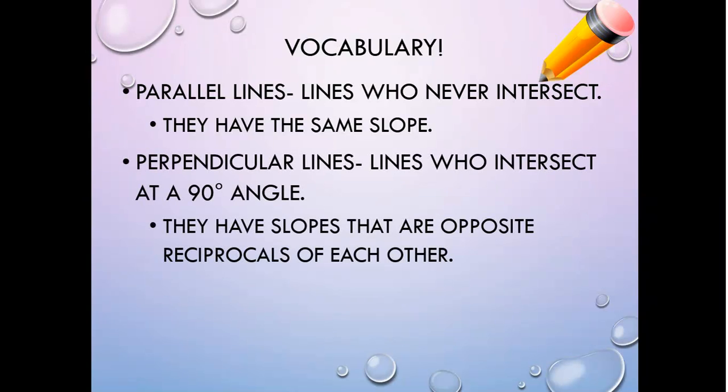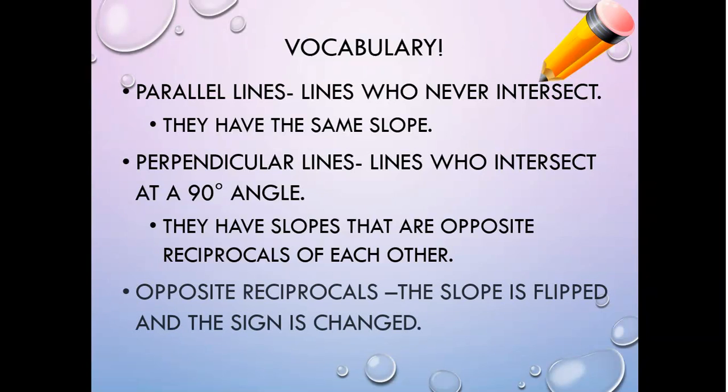There's such a thing called perpendicular lines. Perpendicular lines are lines who intersect at a 90-degree angle or a right angle. Their slopes are going to be opposite reciprocals of one another. Now you're probably saying, what does that mean? Well, opposite reciprocals means that the slope is flipped and the sign has changed.